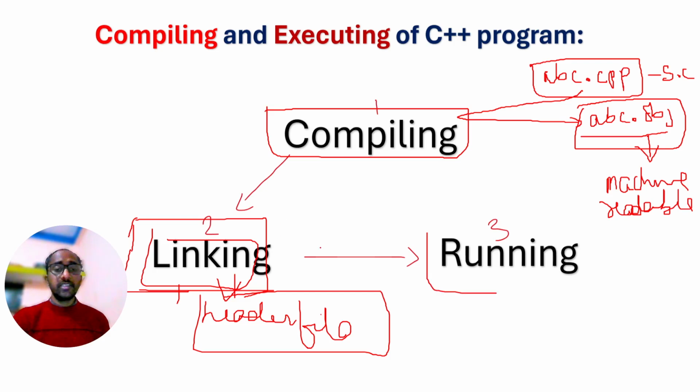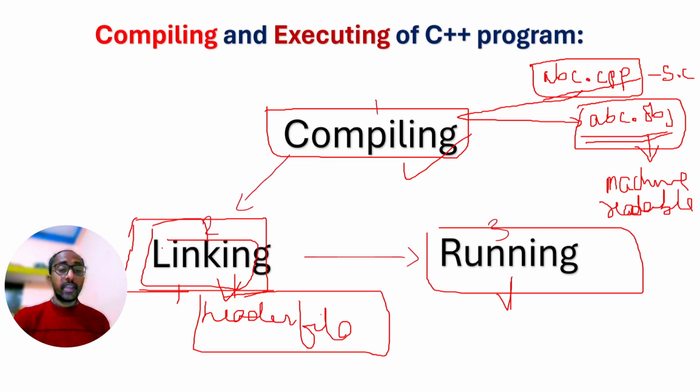And the third is the running stage. The last stage is the running stage. Execute the files. Compile the files. The main file will be converted to the object file. It links to the header files and other files required for the program. And this is the last stage, and it executes the file where the statements in the program will be executed one by one.